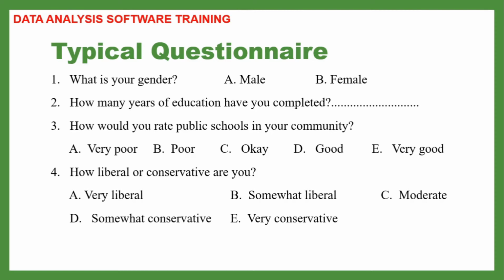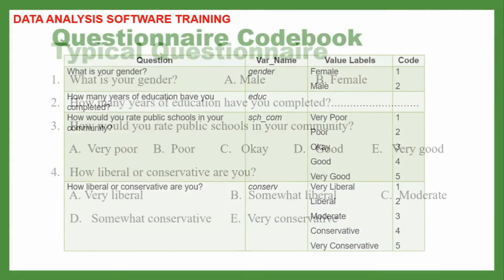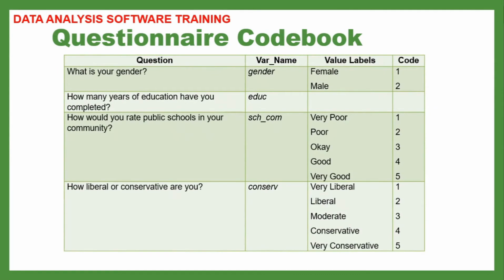Since statistics is most often done with numbers, we need to develop a numeric coding system for the answers to these questions. For instance, the first question asks whether the respondent is male or female. In such a case, we will likely assign the number 1 for a female respondent and 2 for a male respondent. You will also need a short variable name for the variable that will contain this data. In this case, gender will suffice. A typical codebook for a questionnaire can be created, and this is displayed on the screen.